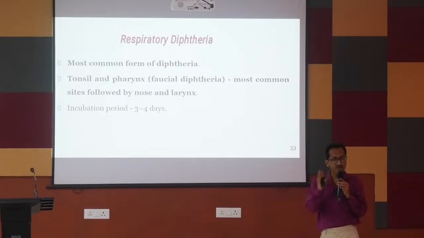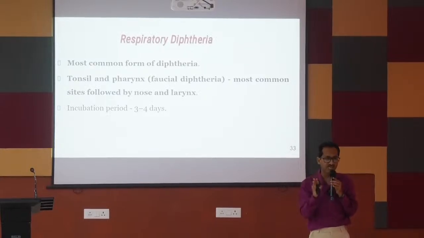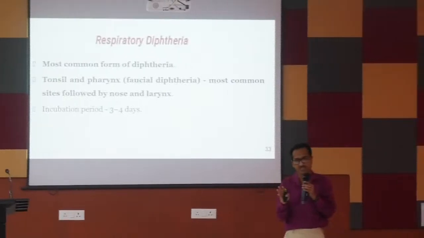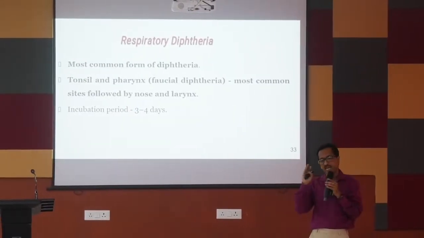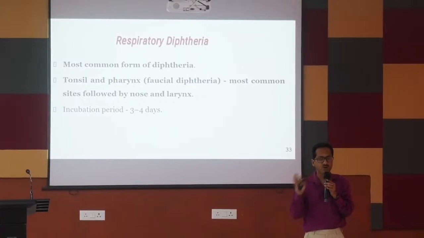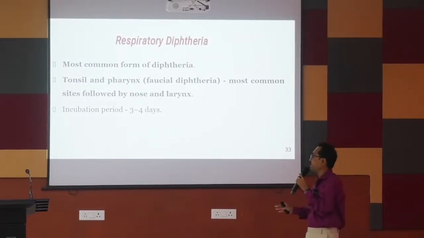Tonsillar diphtheria may or may not cause breathing distress, but if it involves the larynx, there will be stridor. That is a stridor, an obstructive airway disease. The stridor will prove that the larynx has been involved. So respiratory diphtheria has three common parts: tonsil, pharynx, and the larynx can also be involved.